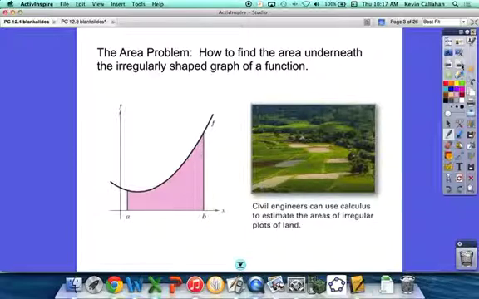In the book, they do say that civil engineers can use calculus, this kind of thing, to estimate the areas of irregular plots of land. If you go back in ancient history, a lot of what they did with geometry, which started with the Egyptians, was to come up with formulas to estimate the area of land so that they could do taxes based on how much land you had. That's where a lot of the formulas we have for geometry come from.